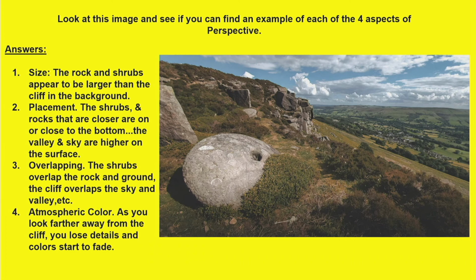Overlapping, the shrub is on top of the rock is on top of the ridge, and so on, the ridge on top of the sky, and so on. So there, it gives you an order of things. This is first, this is second, and this is third. Atmospheric color. If you look at the colors in front of you, you can see all the details, you can see the colors that they actually are, but as you go further down the valley, you start losing detail and you start seeing more faded colors.